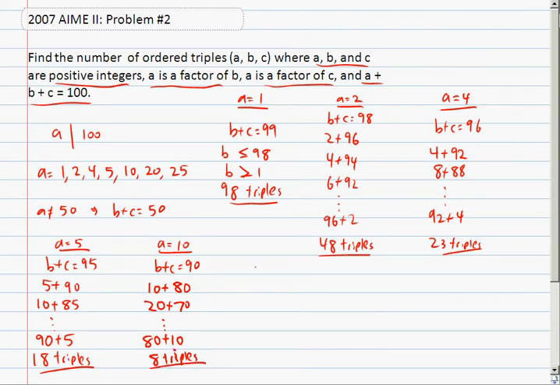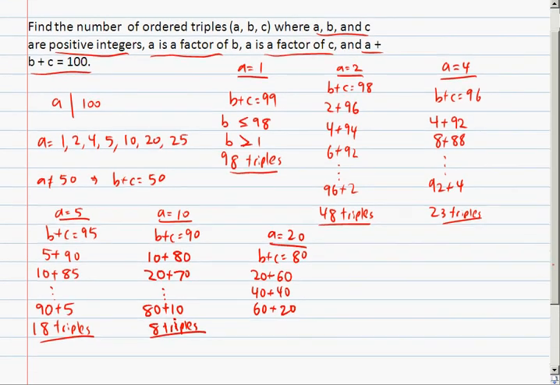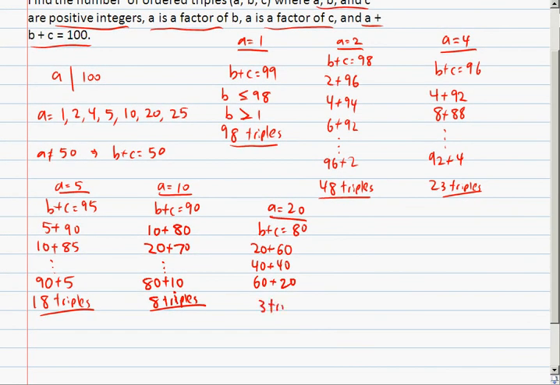Now let's move on to A equal to 20. This means that B plus C is equal to 80. B must be at least 20, which at that value gives C as 60. B can also be 40, which leaves C as 40. And it can also be 60, which leaves C at 20. So that gives us 3 triples in this case.